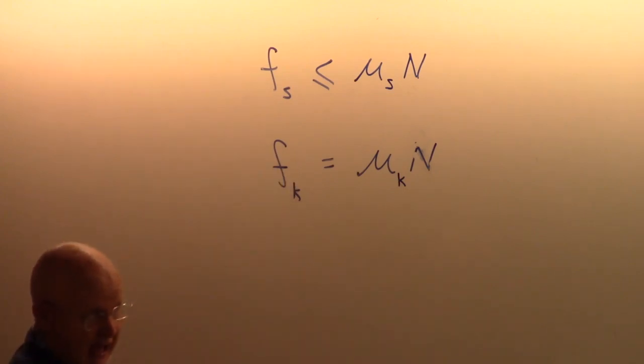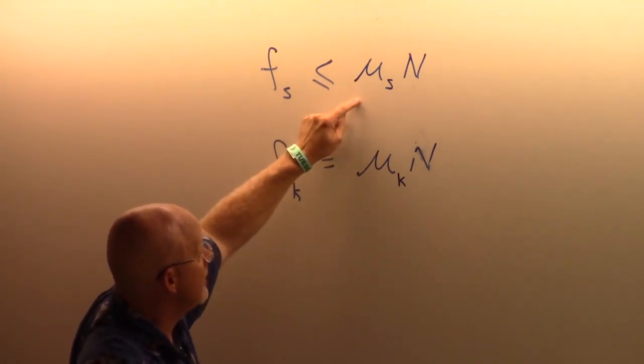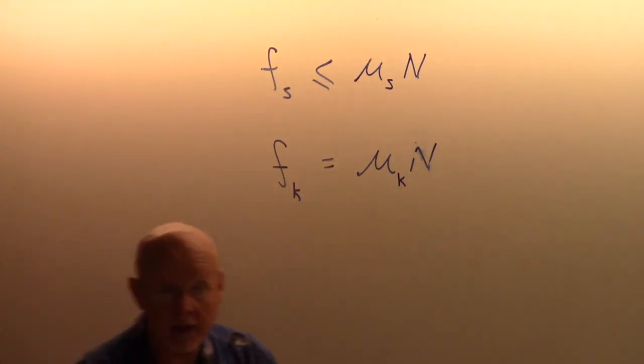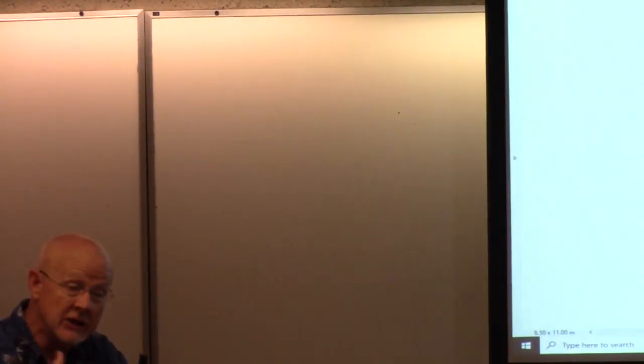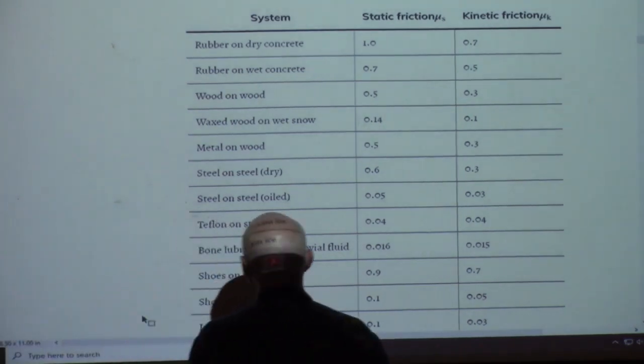And that's why if you scan that whole chart, you will see in every case the static friction coefficient is a little bit higher than the kinetic one. And so you're always going to have this scenario where the maximum static friction is always a little bit more than the kinetic one. And of course, it depends what things are rubbing.